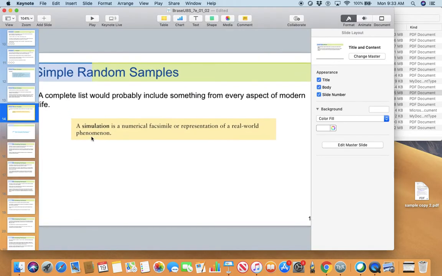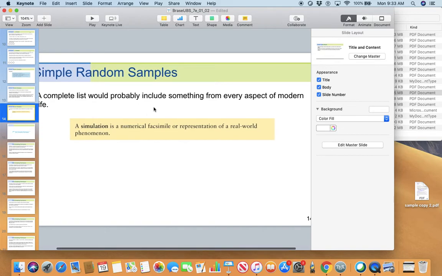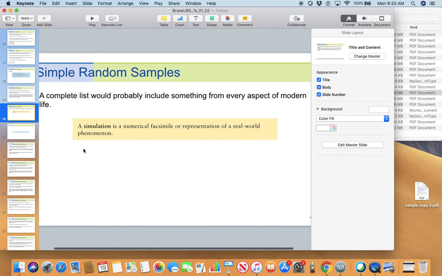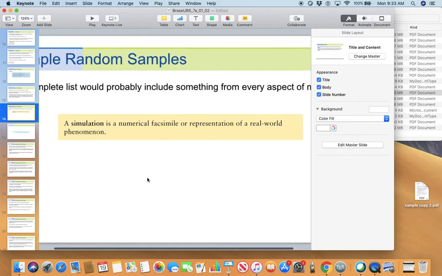Now, a complete list of simulation uses would probably include something from every aspect of modern life. A simulation is a numerical facsimile or representation of a real world phenomenon. So it is a numerical representation.